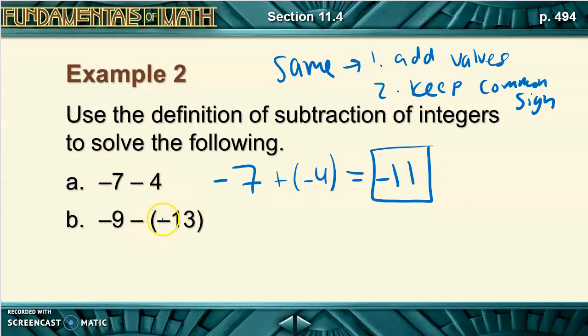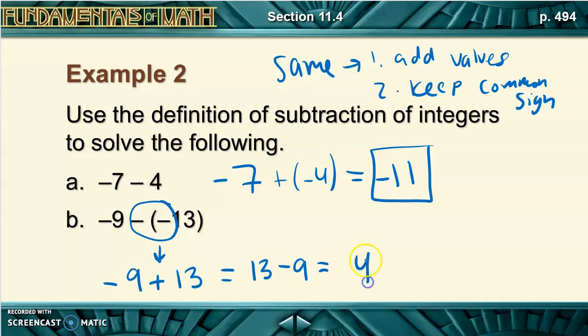For part B, we have a problem where we have a double negative. And what do double negatives always turn to? That's right, an addition sign. Now, I have negative 9 plus 13. These are the rules of different integers. And if we have different signs, we're supposed to subtract the values. So this is the same thing as 13 minus 9, which is 4.